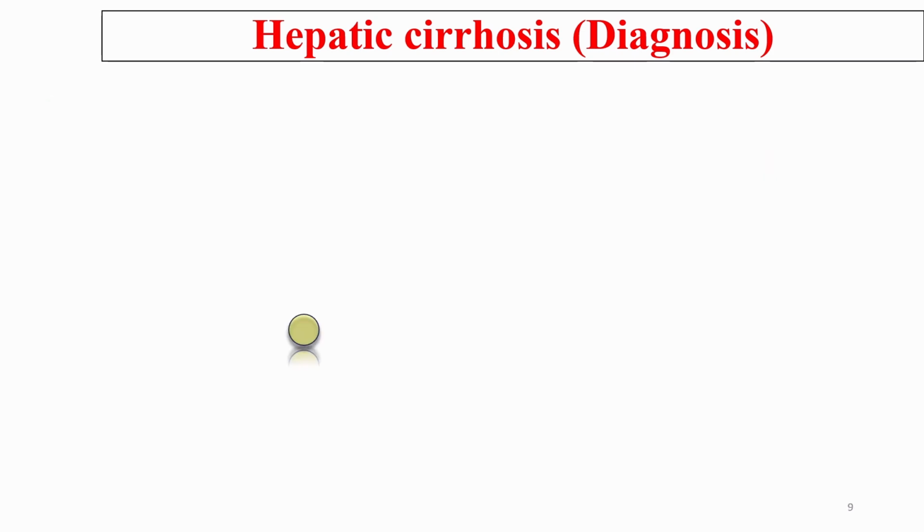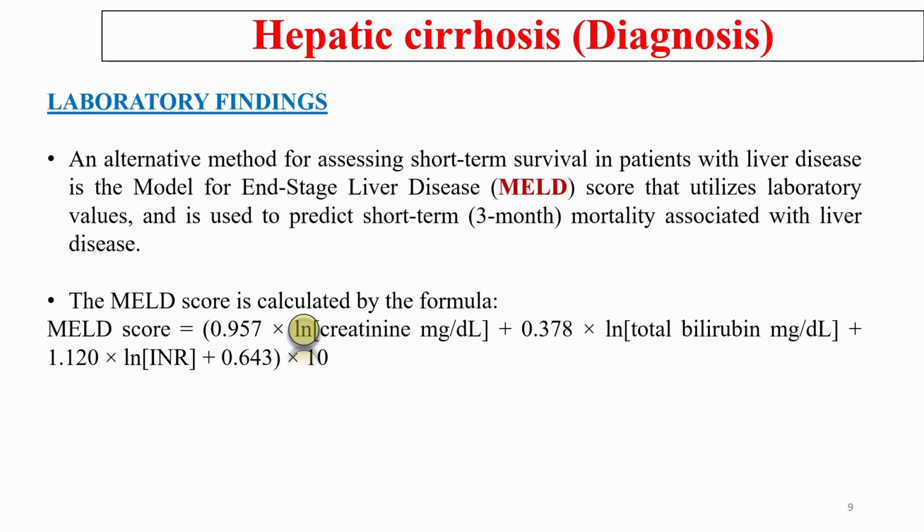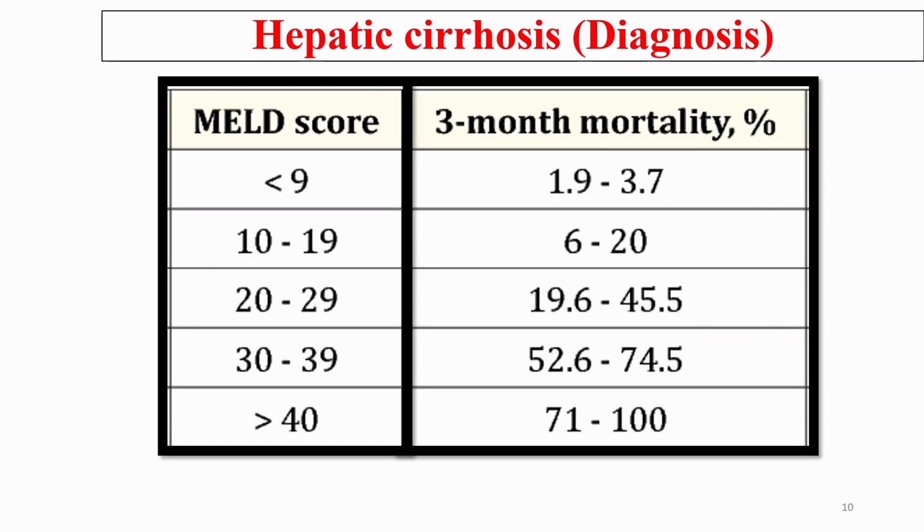Let's now look at the MELD score formula, which uses creatinine, which reflects kidney function. Bilirubin indicates the liver's ability to eliminate waste. INR reflects blood clotting ability. The formula uses natural logarithms of these values to generate a score from 6 to 40. Higher scores indicate more severe disease and higher 3-month mortality risk. This score is vital in liver transplant prioritization.